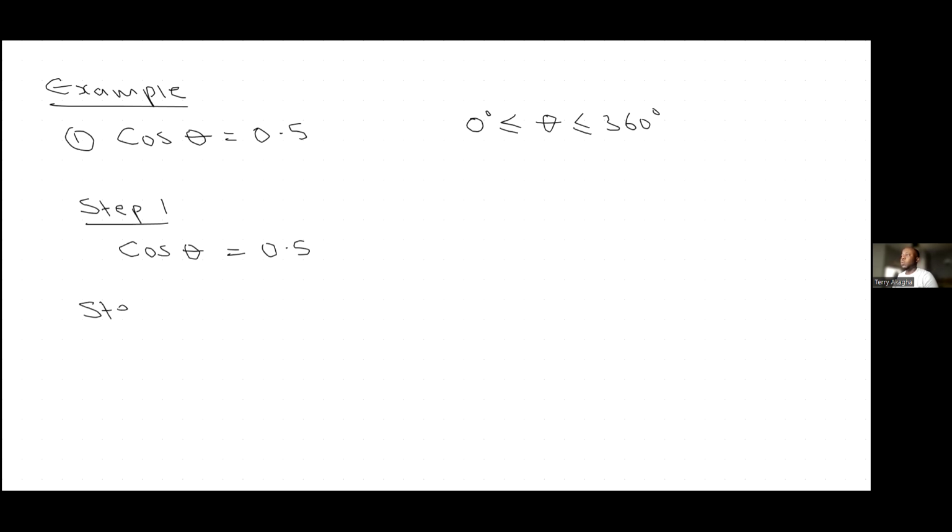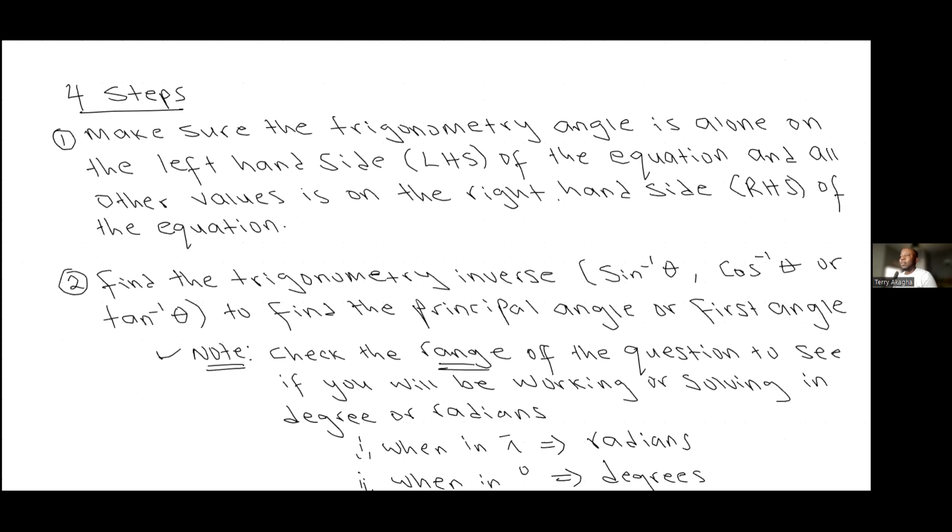So step 2, it said what? That we have to then find the trig inverse to get the principal angle, okay? So we have to find the trig inverse, but we need to check the range. So if you see here, we have to check the what? The range, to see if we're going to be working in degrees or we'll be working in what? Radians. Okay, so let's go back now and see what we have.